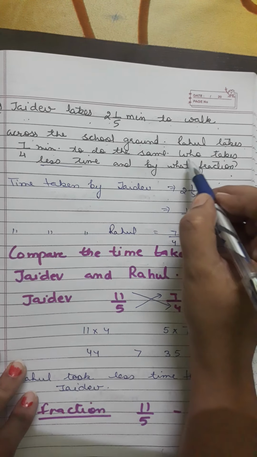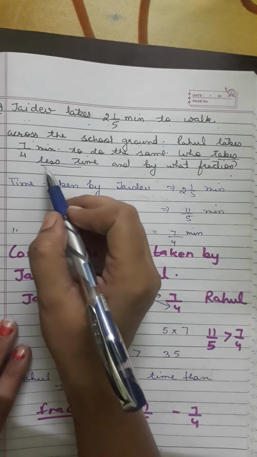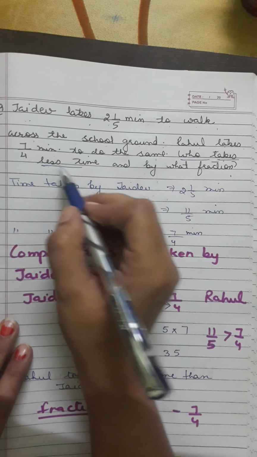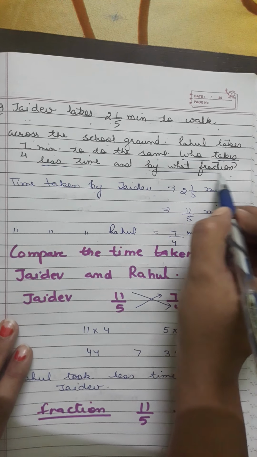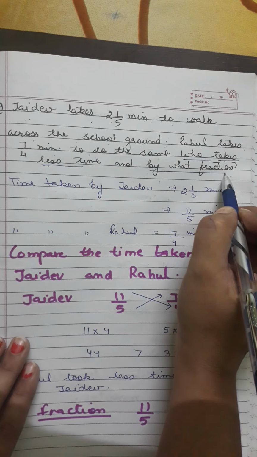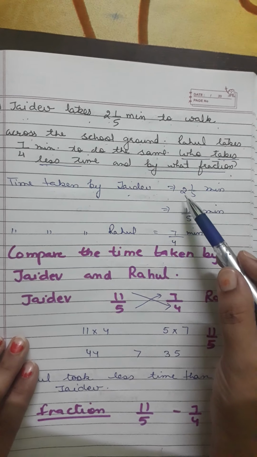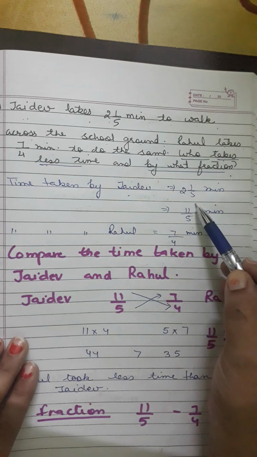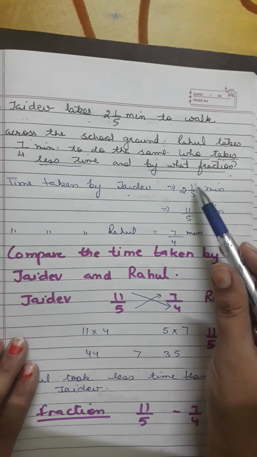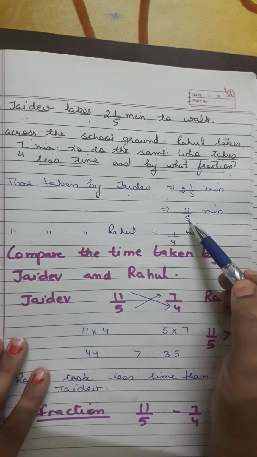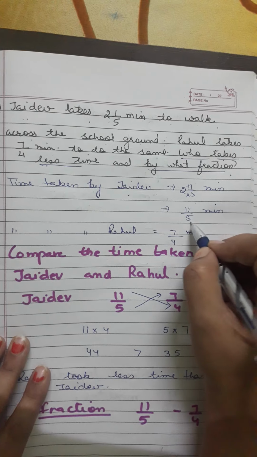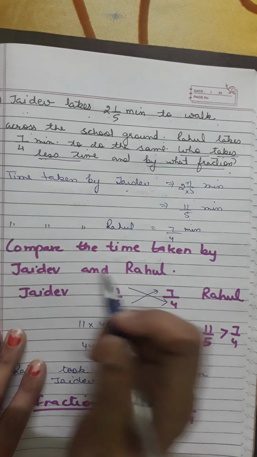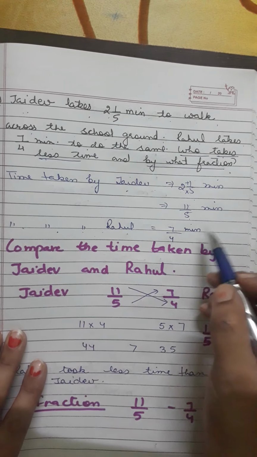It is similar to our previous question. Here also we have to find two things. First of all, how much less time he has taken, and second, by what fraction. So the time taken by Jaidev, 1 by 5, is a mixed fraction. So we will convert the mixed fraction into an improper one. 5 2s are 10 and 1, 11 by 5 minutes.